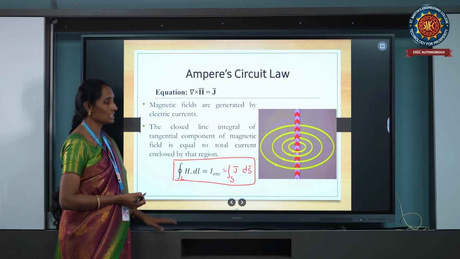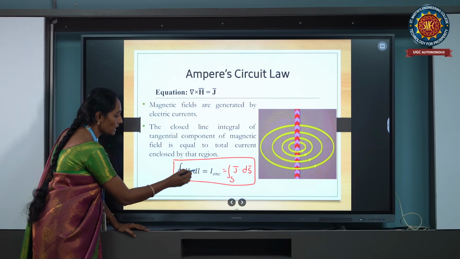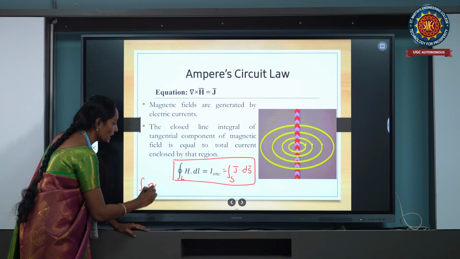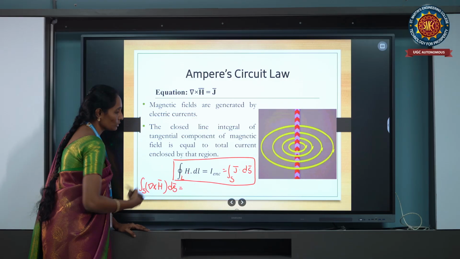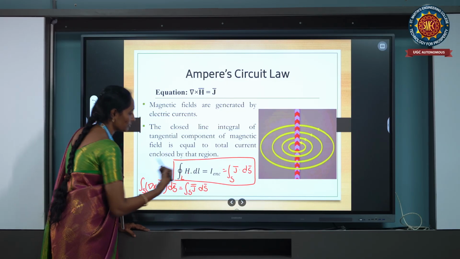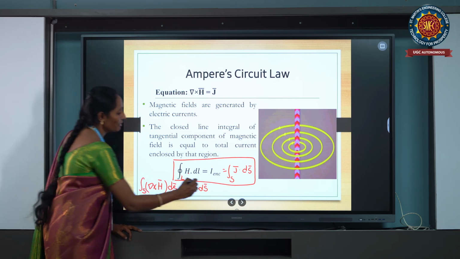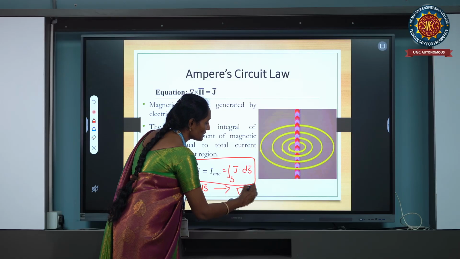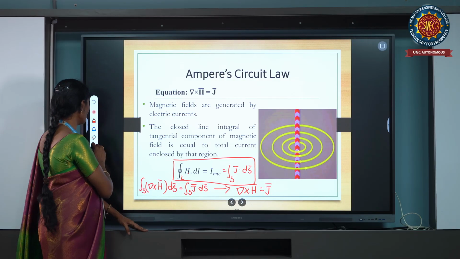On the LHS, we apply Stokes theorem. So the closed line integration of H bar dot dl bar can be converted into the surface integration of del cross H bar dot ds bar, which is equal to the surface integration of J bar dot ds bar. Both sides have surface integrals, so they cancel each other. Finally, we get the differential form: del cross H bar is equal to J bar. This is Maxwell's fourth equation.